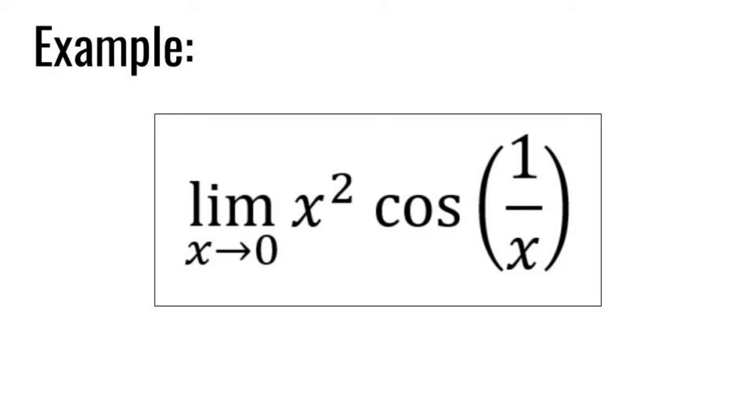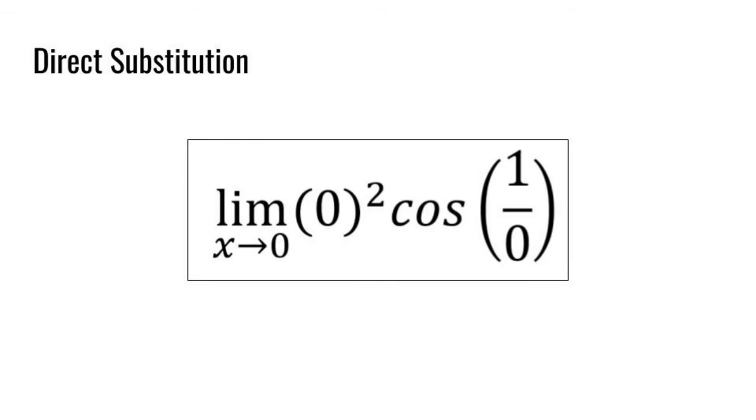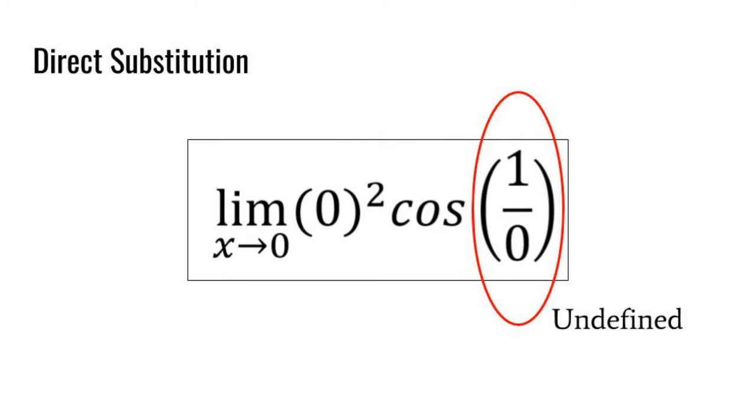A perfect example of where we can use the squeeze theorem is if we were trying to find the limit of x as it approaches 0 of the equation x squared cosine 1 over x. If we use direct substitution in this instance, the equation would be undefined due to there being a 0 in the denominator of our fraction.